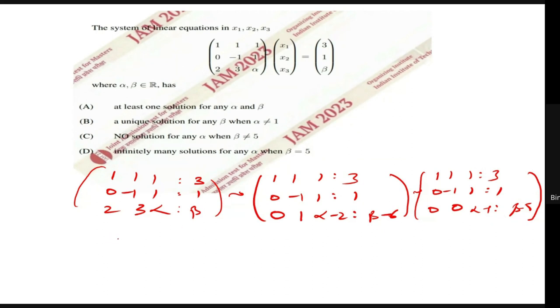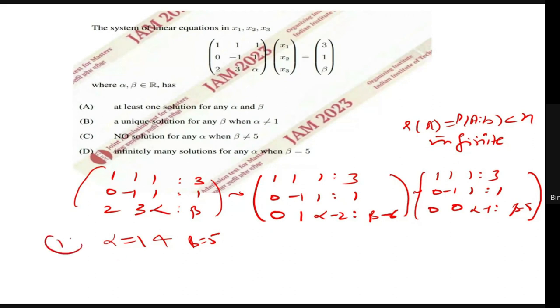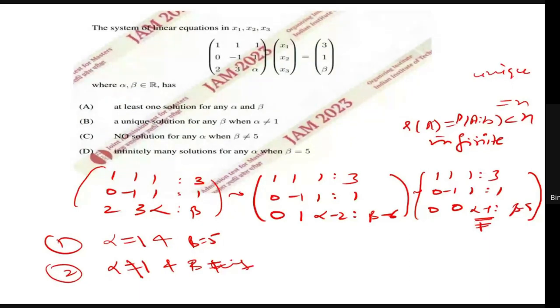Now the possible options are: if alpha equals 1, then it becomes 0, and if beta equals 5, then it also becomes 0. In that case the rank is less than n, so it will give infinite solutions. You are familiar with this? This is the first option. In the second option, alpha is not equal to 1 and beta can be any number. If alpha is not equal to 1, then it will become non-zero. Then the rank of A equals the rank of the augmented matrix equals n, and it will give the unique solution.